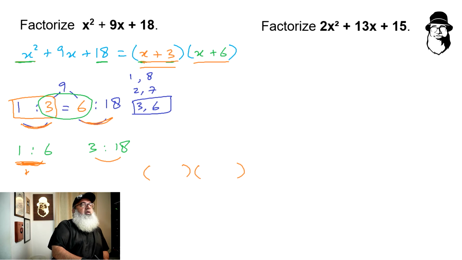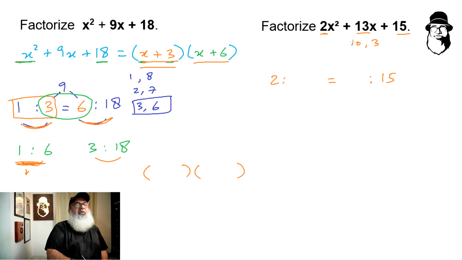So let's do another example. Now we have 2, 13 and 15. I'll write 2 is to something that is equal to some number is to 15. Now 13 we can, let's write 10 and 3, right? Let's split it into 10 and 3, and we can always try different combinations to see which one gives us the numbers that make this and this fraction equal.